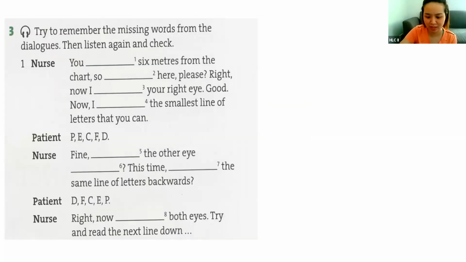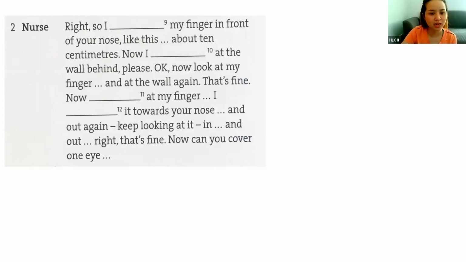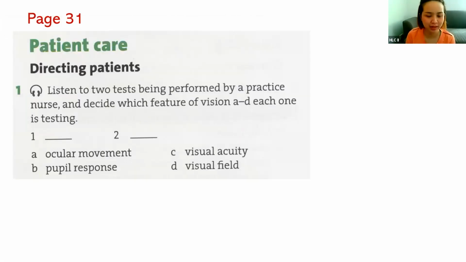You can go back and listen to it as much as you like, and try to fill in the missing words. Okay, when you're done, you can check your answer with me.